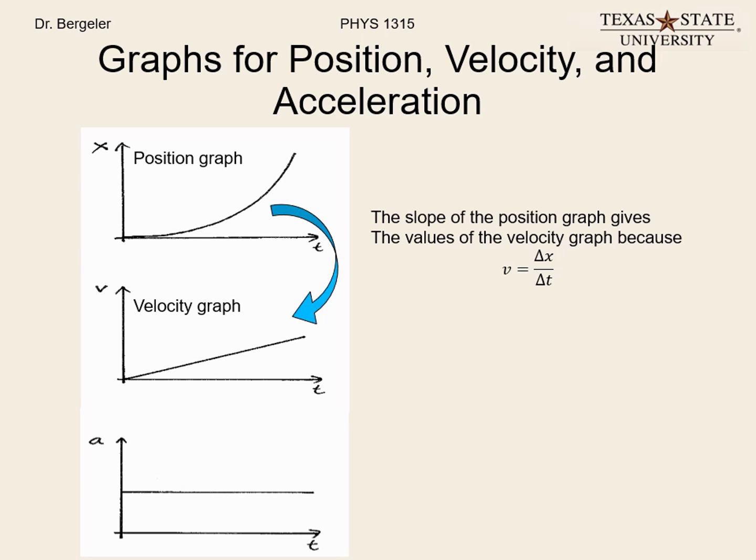Because of the definition of the acceleration equals delta v over delta t, the slope in the velocity graph gives us the acceleration value. In the case of a free fall, the velocity graph has a constant slope, which means that the acceleration is a constant value.